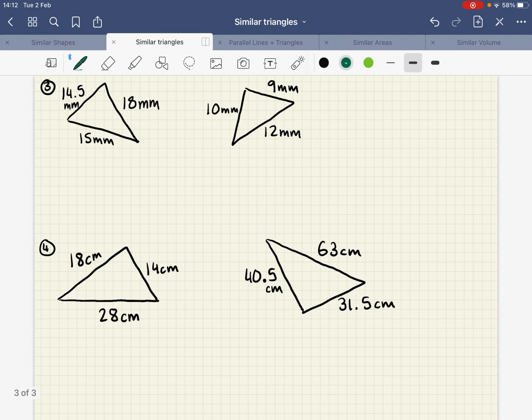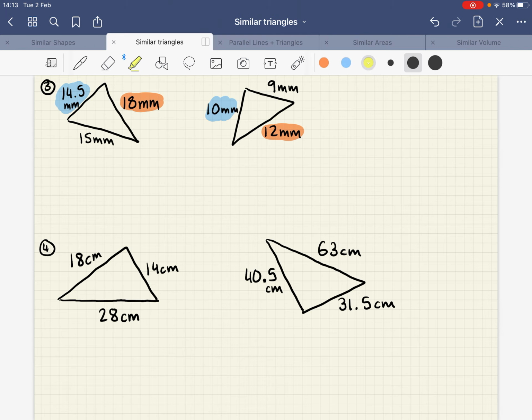So, got two more sets of questions. The ideas are the same. I want to prove whether or not they are similar. Now, the easiest way to go about these is to match the sizing of your triangles. So the corresponding sides will go from your largest down to your smallest. So that 18 millimeters is my largest in that triangle, and the 12 here. So that's a pair.